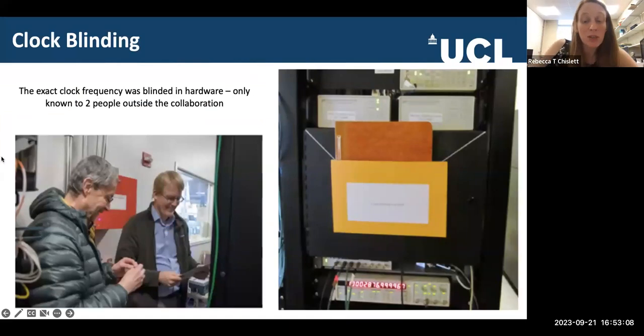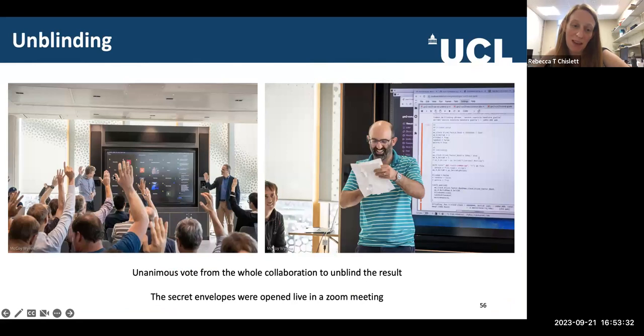So when we're doing the analysis, it's blinded. The way that we blind it, because we're measuring frequency, is that we can just change the frequency of our clock by a small amount. And this is done by 2 people outside the collaboration. They choose the value and write it in 2 envelopes and keep them hidden from us until we decide that we're definitely ready to unblind. And then we open the envelopes.